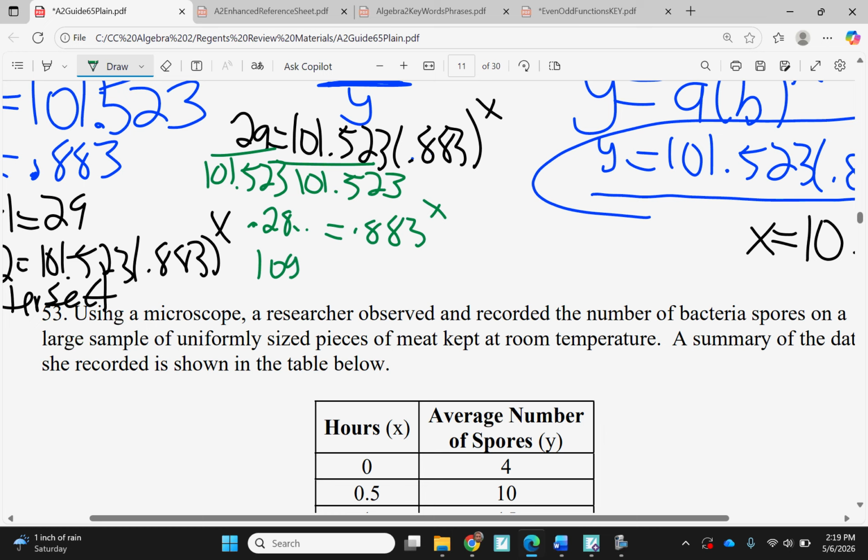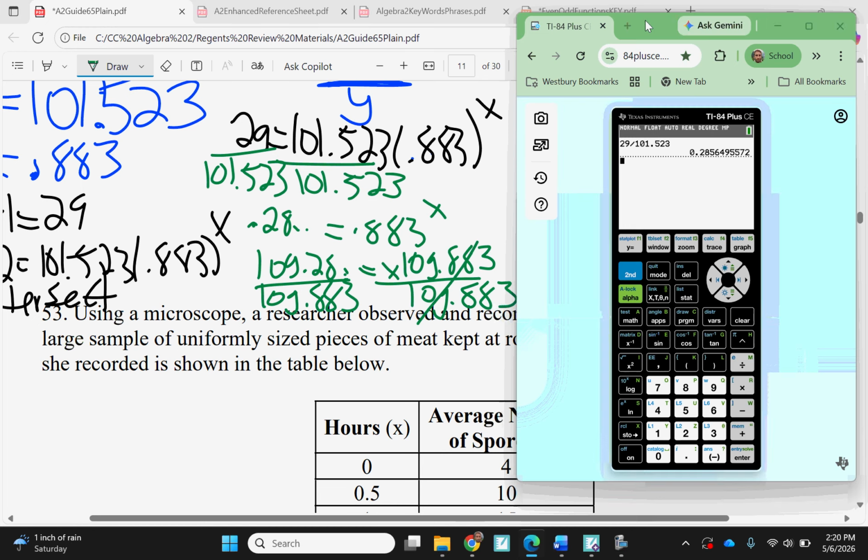I log both sides. The reason I do that is the x comes to the front. I divide both sides by log 0.883. So I have x equals, and I type that into the calculator. I can use second answer or copy and paste it. Don't round until the very end, over log 0.883. And I get the same answer of 10.07.